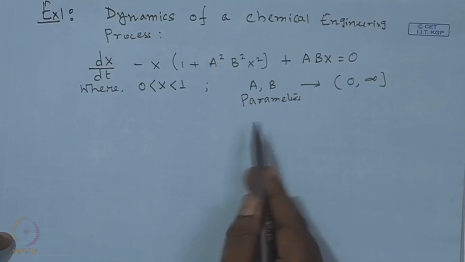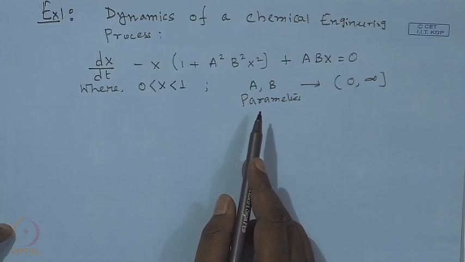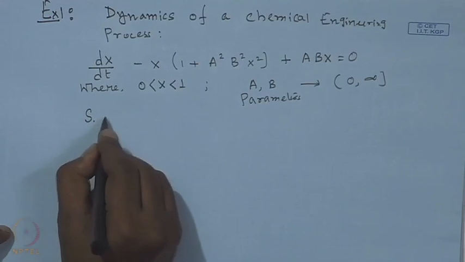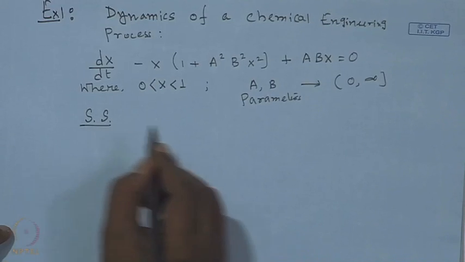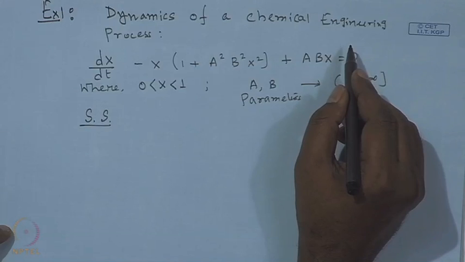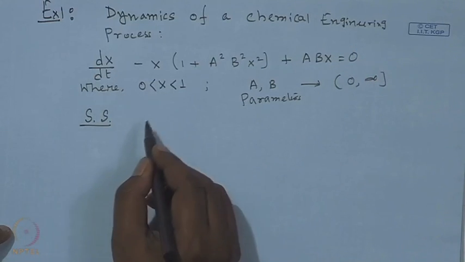Now, we examine the steady state of the system and come out with a condition on the parameters, which is basically a combination of the operating conditions, for which we will have a unique steady state for this system. So, let us first evaluate the steady state. The steady state will be evaluated from this equation when dx dt is equal to 0.